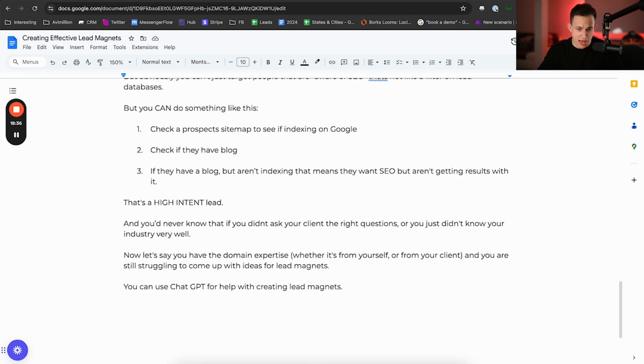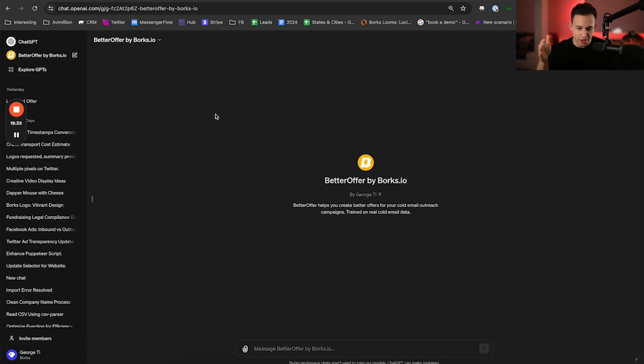Now, I actually have a GPT that I went ahead and created. It's called Better Offer. This is trained on real cold email data, meaning this isn't just like a regular GPT. It's trained on real cold email data.